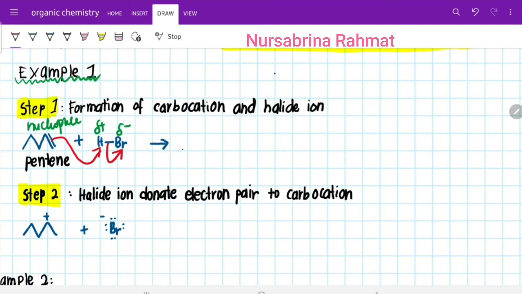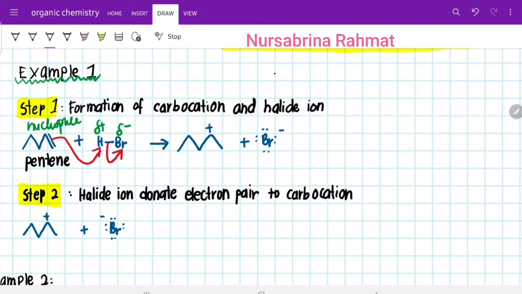So we are making this carbocation ion. I'm making a secondary carbocation ion because that is more stable and it obeys the Markovnikov rule. And a halide ion, which is your bromide ion. Your bromide ion contains 8 electrons, with a negative charge.